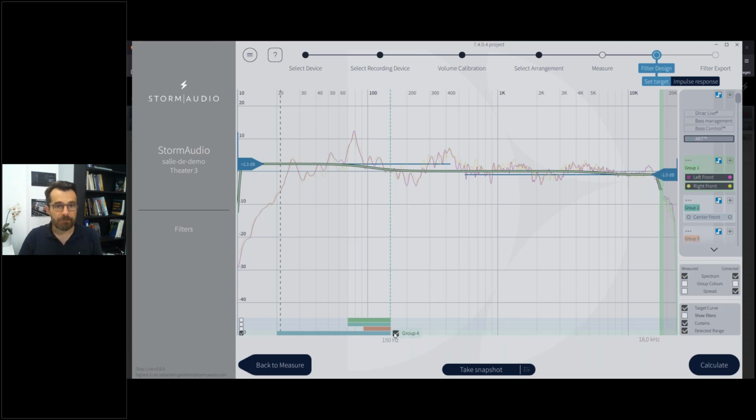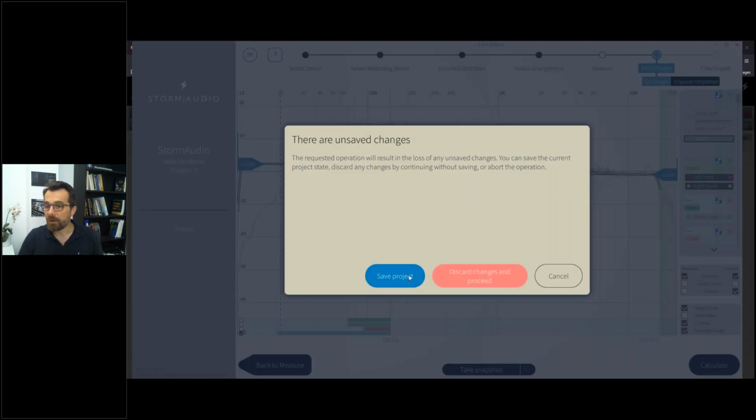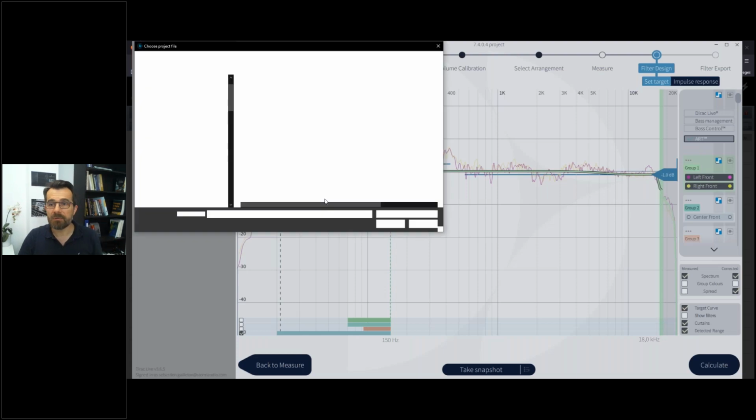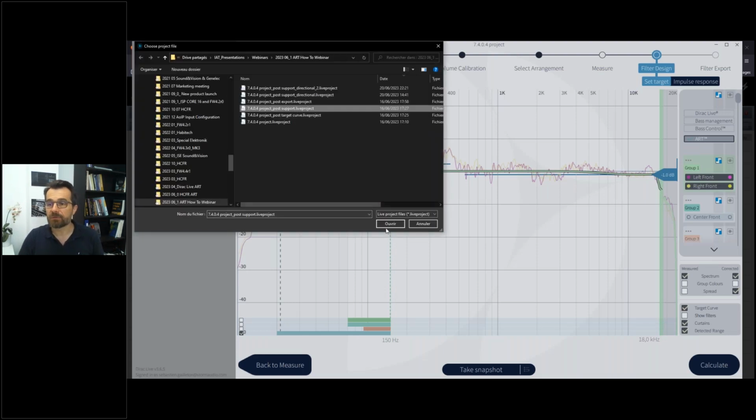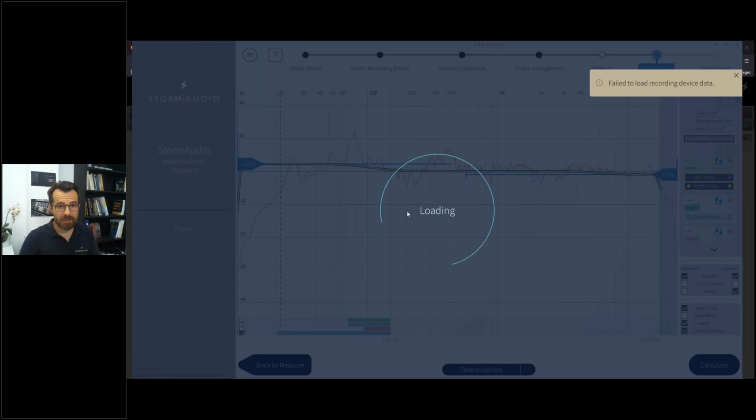You need to do that for all your speakers. We don't want to spend time doing that now. So I will load a project where I already defined all the different supports, but this is based on the same base project.